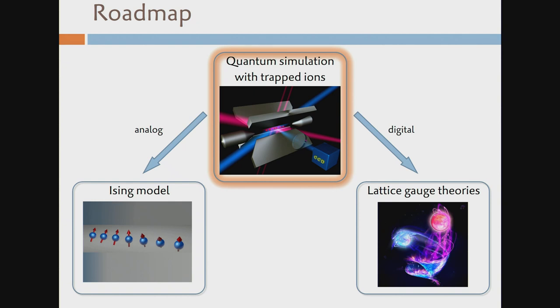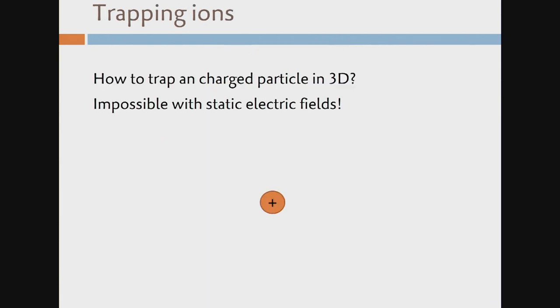And then I will show both the analog way and illustrate it with a simulation of Ising models, and the digital way and illustrate it with an experiment where we simulated lattice gauge theories. I try to proceed motivated by the experiments and not the other way around. So I will show the experiment and what's necessary to understand it, and then you can stop me if anything doesn't make sense.